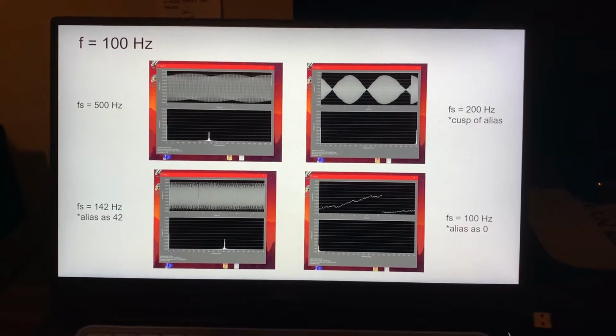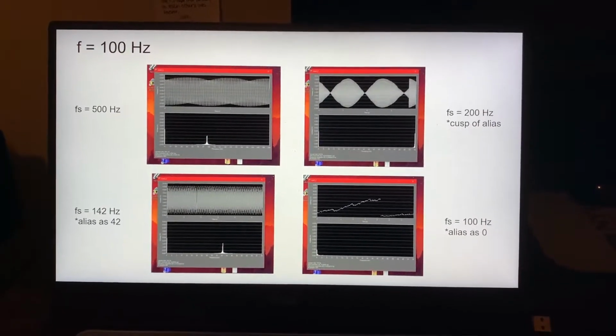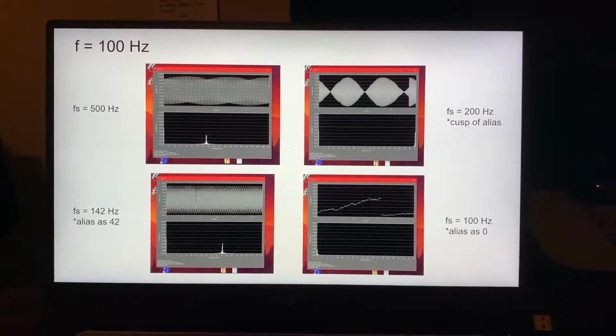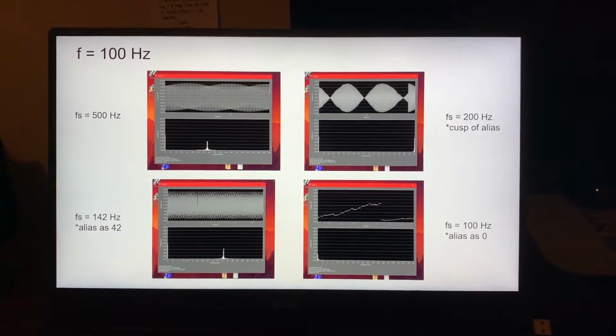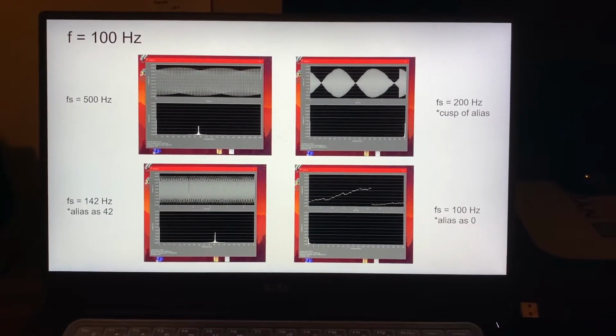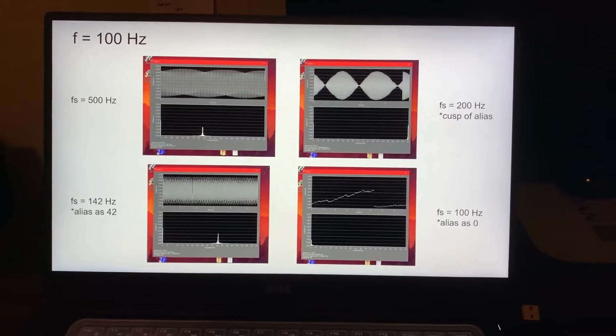Here are the plots for a frequency of 100 Hz. It only aliased for a sampling frequency of 142 or 100 Hz, but it was on the cusp of aliasing for 200 Hz. For 142 Hz, it aliased at 42, and for 100 Hz, it aliased at 0 Hz.